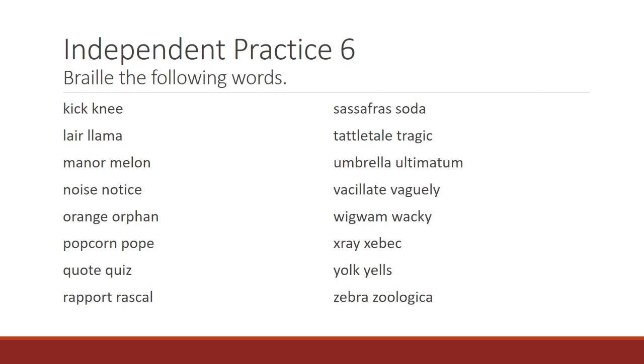The second column words are sassafras, soda, tattletale, tragic, umbrella, ultimatum, vacillate, vaguely, wigwam, wacky, x-ray, Quebec, yoke, yells, zebra, zoologica.